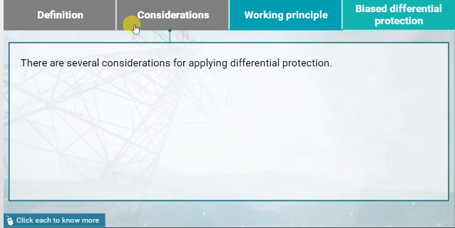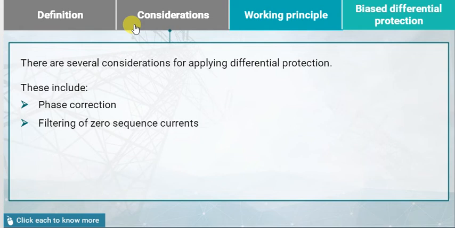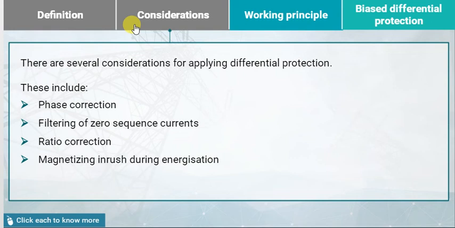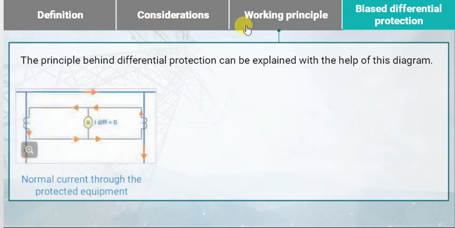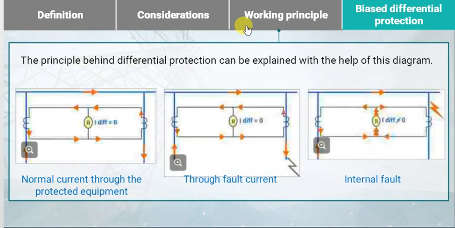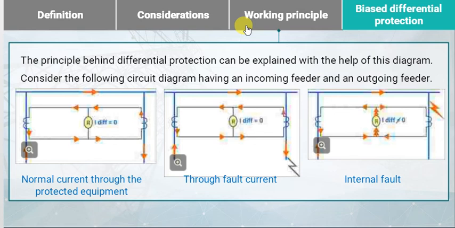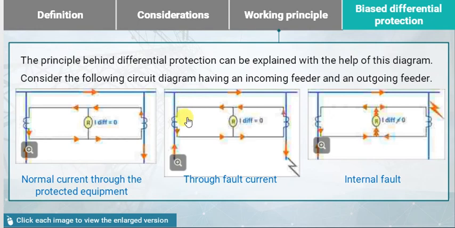There are several considerations for applying differential protection. These include phase correction, filtering of zero sequence currents, ratio correction, magnetizing inrush during energization, overfluxing. The principle behind differential protection can be explained with the help of the following circuit diagram, having an incoming feeder and an outgoing feeder. Click each image to view the enlarged version.